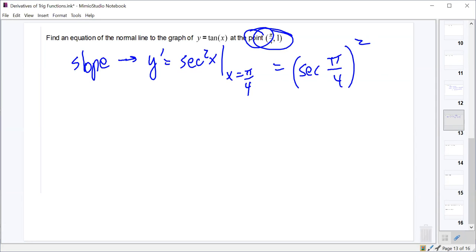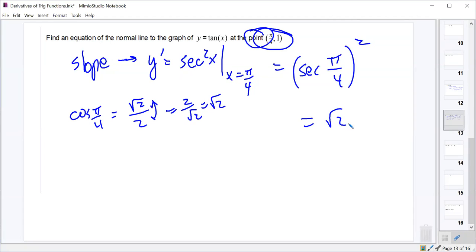All right, what's the cosine of pi over 4? Root 2 over 2 is the cosine of pi over 4. And so the secant of pi over 4 should be the reciprocal of that. So if we flip that around, that should give us 2 over root 2, which is just root 2. So this is root 2 squared, which is 2. So our slope of our tangent line is 2.